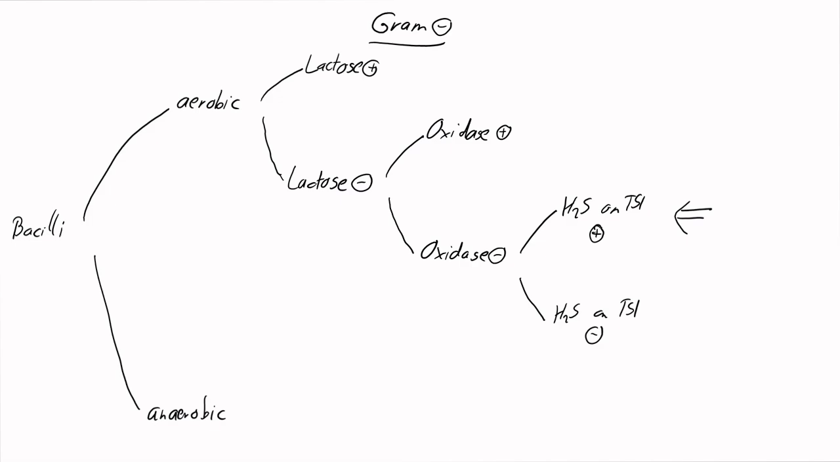So Salmonella we find here among the oxidase negative ones that produce H2S on triple sugar iron medium together with Proteus. Up here at the lactose positive ones we have E. coli, for example. Oxidase positive ones among the lactose negative, here we would have Pseudomonas aeruginosa. Non-H2S producers among the oxidase negative ones, these ones would be Yersinia and Shigella, for example. And here in the anaerobic ones, we would have Bacteroides.